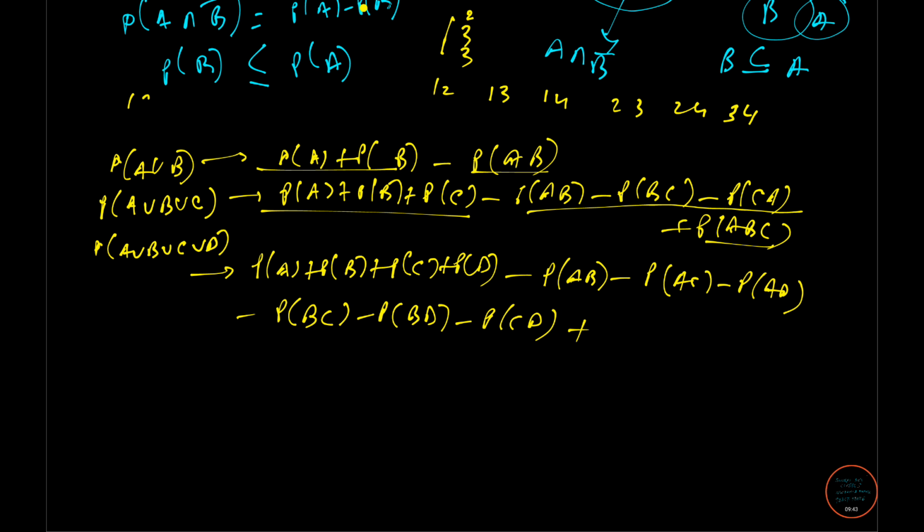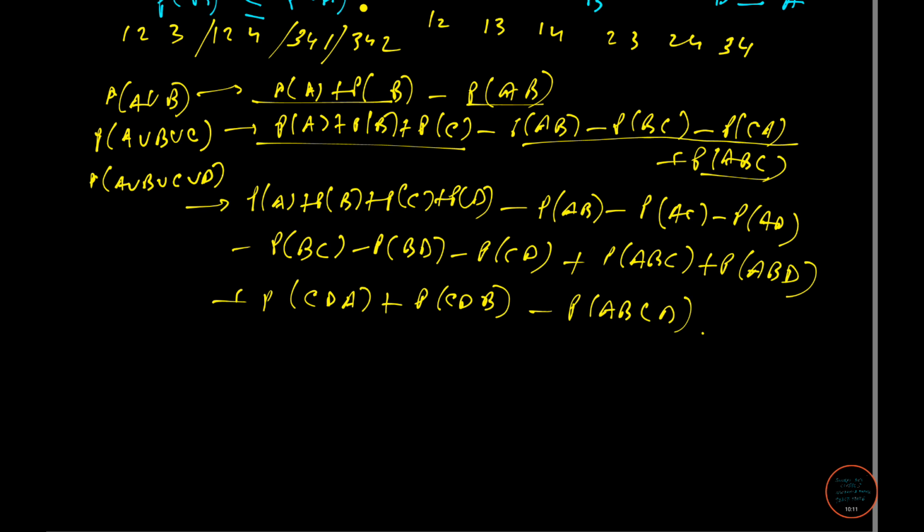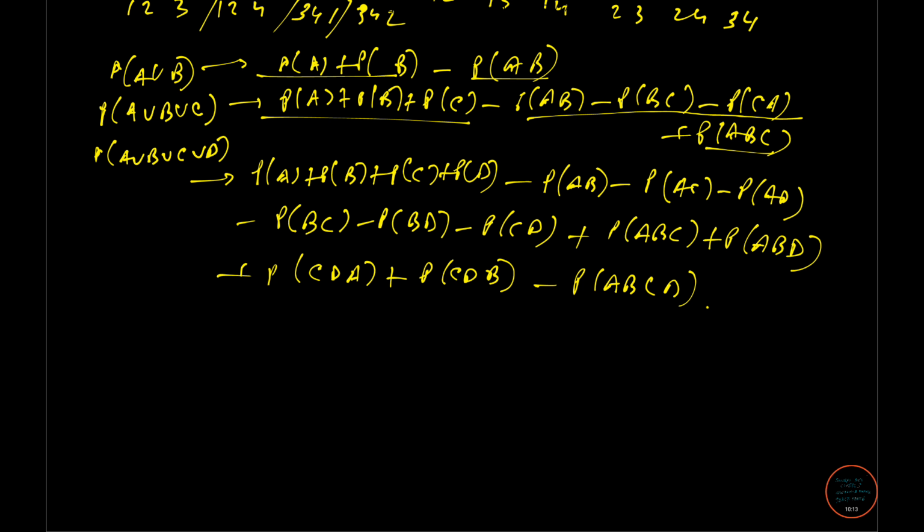Plus, now if three are coming, it is 1,2,3; 1,2,4; 1,3,4; 2,3,4. So 1,2,3 means ABC. Next it is ABD. Next it is ACD and last one will be BCD, and minus P of A B C D. That's it. So this is the way of doing P of A union B union C union D's formulation.